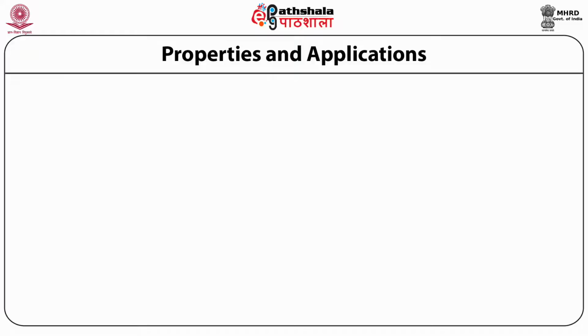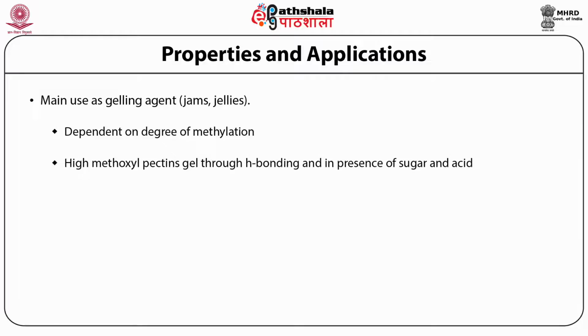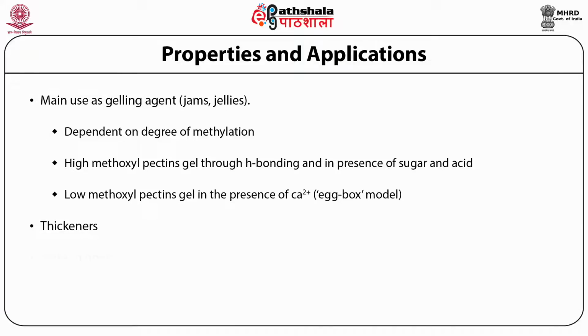Properties and applications of this one: the main use is as a gelling agent, especially in jams and jellies, depending on the degree of methylation. High methoxyl pectins gel through hydrogen bonding and in the presence of sugar and acids. Low methoxyl pectins gel in the presence of calcium 2+. It is also used as a thickener, water binder, stabilizer, etc.